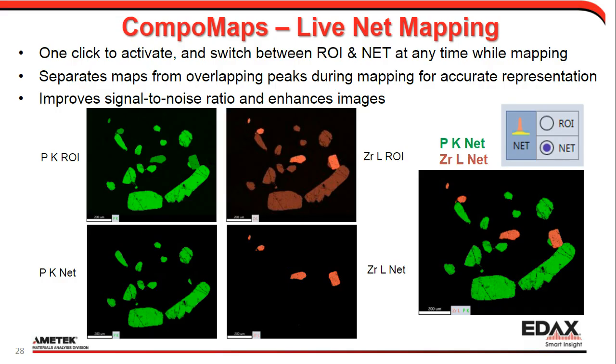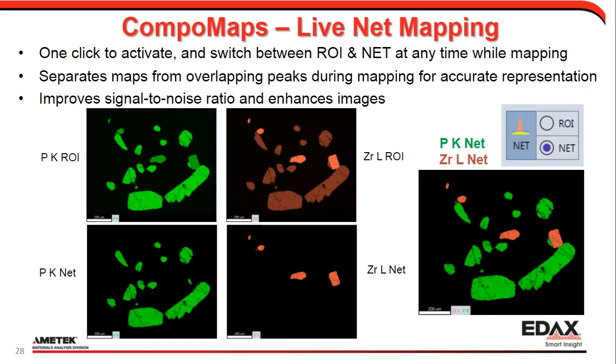A significant limitation for ROI maps is the background contribution and overlapping regions for X-ray lines that are close in energy. Net maps are often used to avoid the shortcomings of ROI maps. The live map mapping does a live background subtraction and peak deconvolution during mapping to separate maps from overlapping peaks. You can click on the net icon to activate it and toggle between ROI and net at any time during mapping.